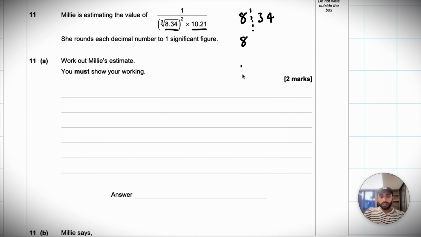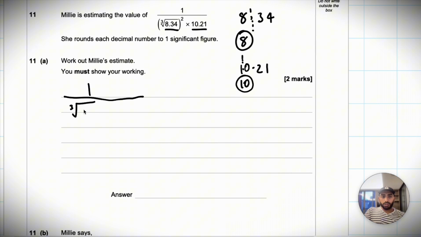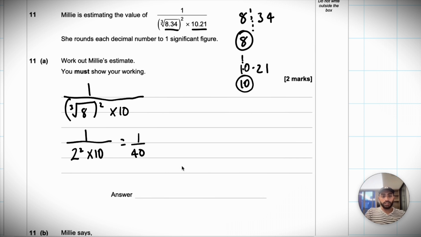The next number, I've got 10.21. This is a bit easier. The line will be here. This is 4 or below, so it's just going to round down, and it would round down to 10. So let's rewrite this using our new numbers. So it's 1 over the cube root of 8 in bracket squared multiplied by 10. The cube root of 8 is 2, because 2 times 2 times 2 gives me 8. So it's 2 squared multiplied by 10. 2 squared is 4, and 4 times by 10 is 40. So it's 1 over 40.